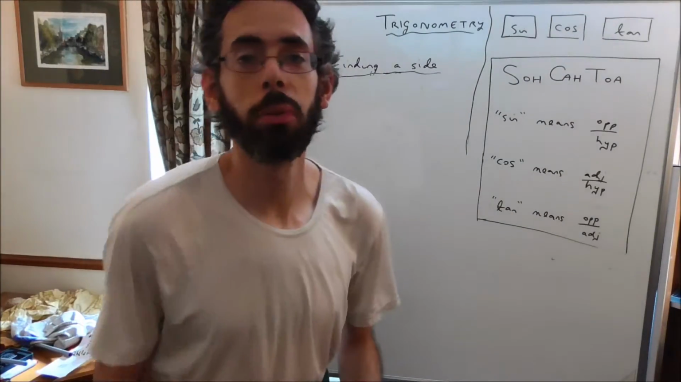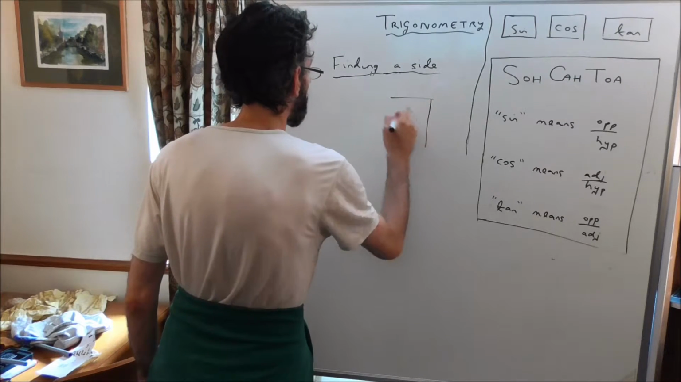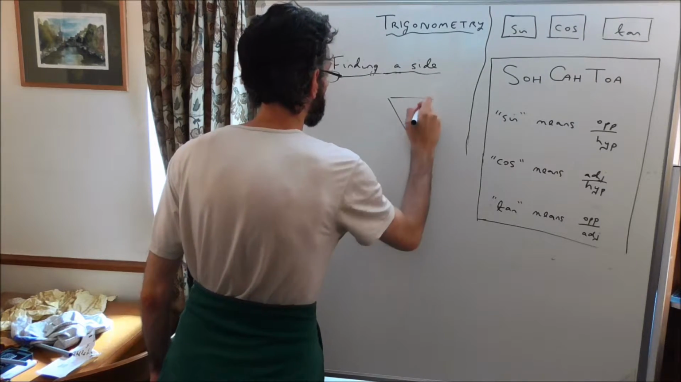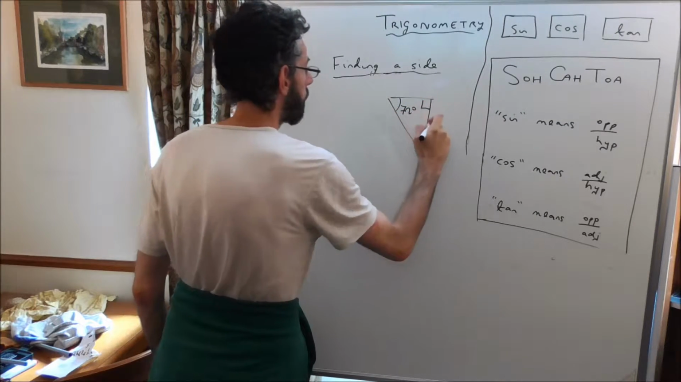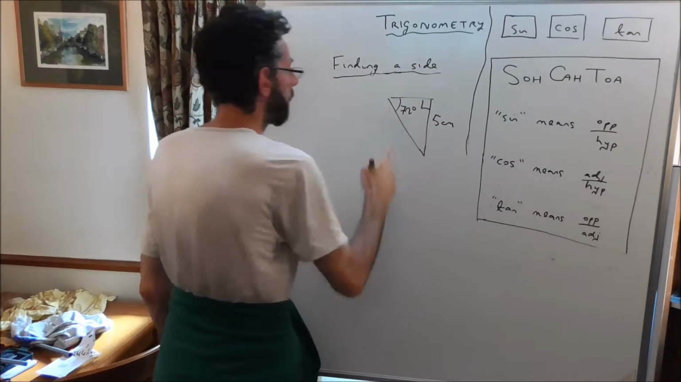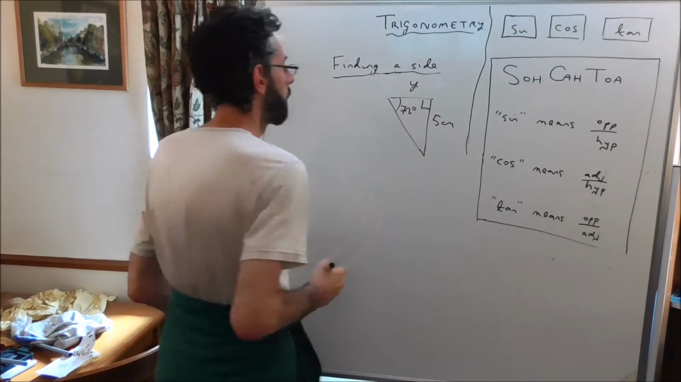Right, let's do one more example on finding a missing side. So here's a right angled triangle. Let's say this angle is 72 degrees, and let's say this side is 5 centimetres. And suppose we want to find this side here. Just going to label it Y this time.